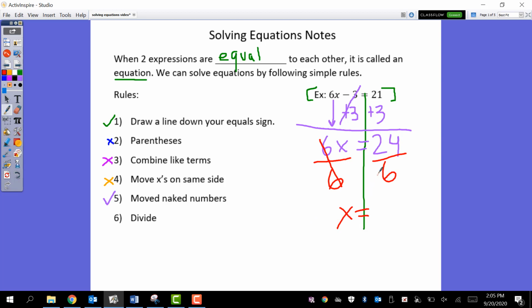Yay. On the other side, 24 divided by 6, when you type that in the Desmos, what do you get? You get 4. Okay. And now my x is alone. I know x is this number. So that means that's my answer. I have figured out what x was. Okay. So we do these rules every single time, no matter what the equation looks like. So let's go to the next example.